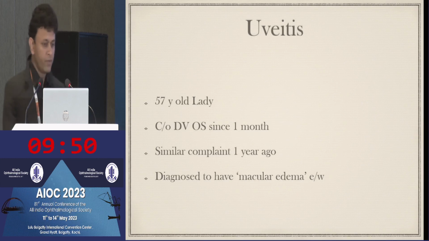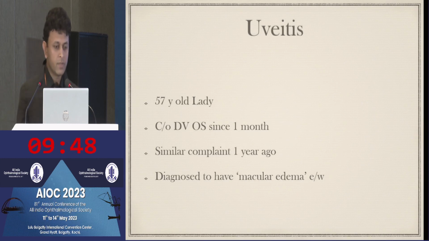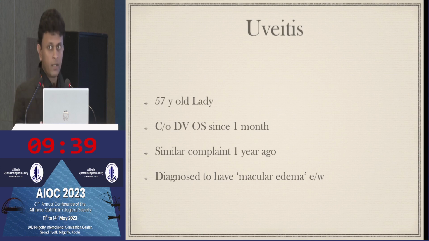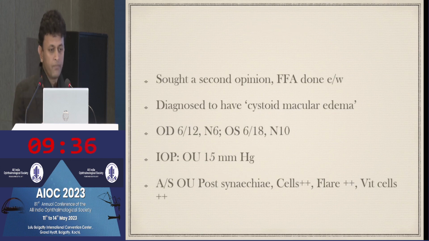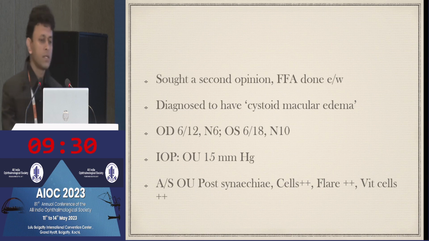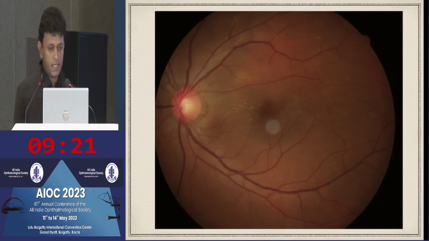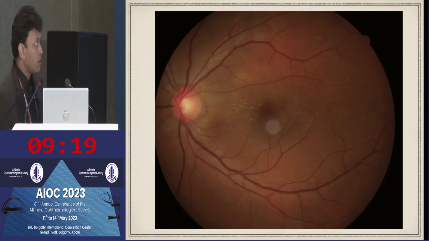So this was a 57-year-old lady who came to us with decreased vision in the left eye since 1 month and had a similar complaint 1 year ago. She had been diagnosed to have macular edema elsewhere, and because she was a diabetic, it was presumed that it was diabetic macular edema. So the vision in both eyes was slightly off the mark, but especially in the left eye, where as you can see it was 6/18 and N10. The anterior segment in both eyes showed posterior synechiae, intense cells, flares, and even vitreous cells. So this is the fundus photo of the left eye.